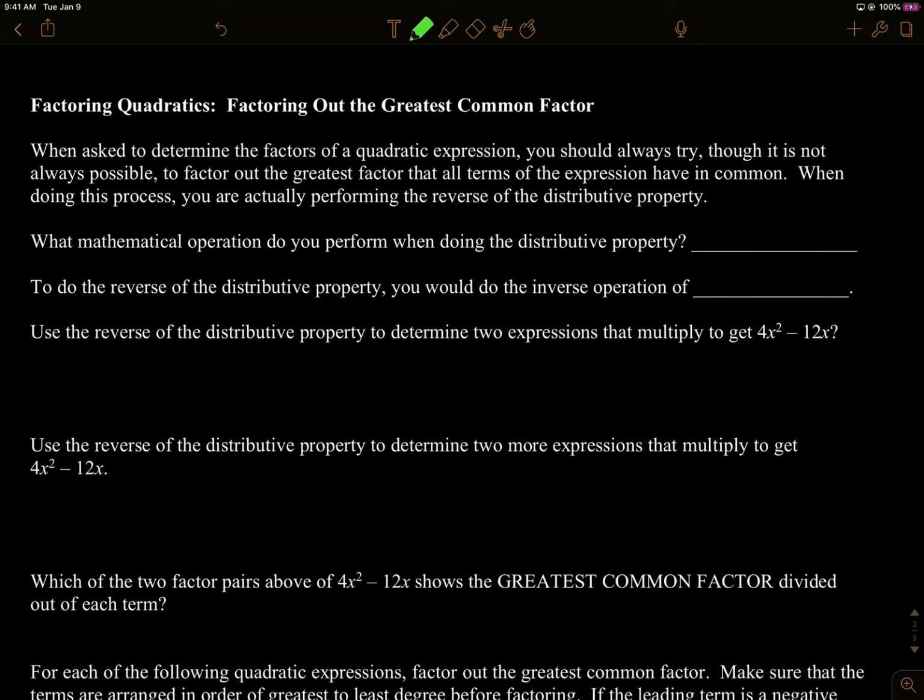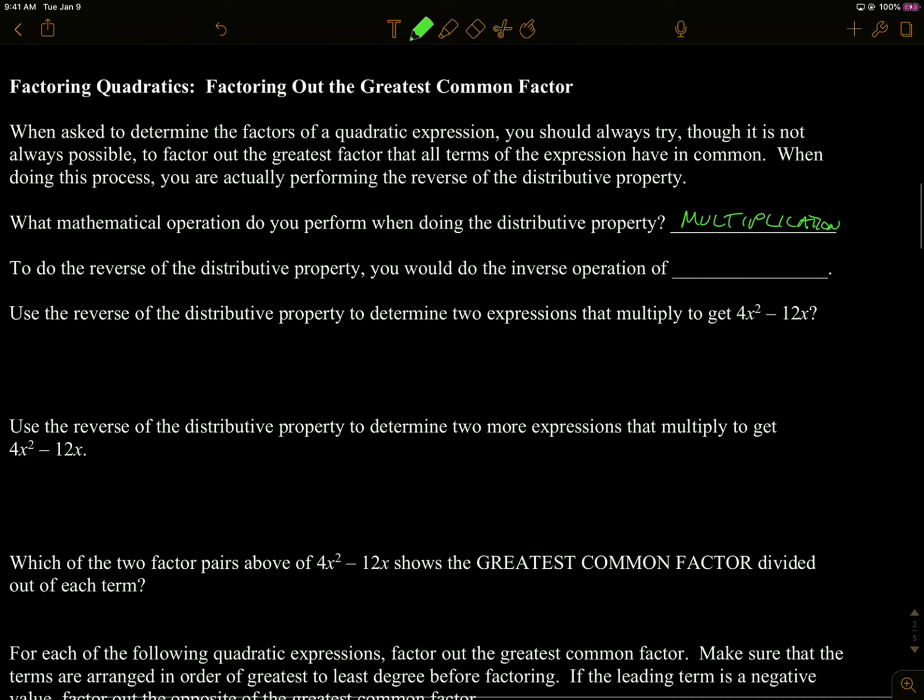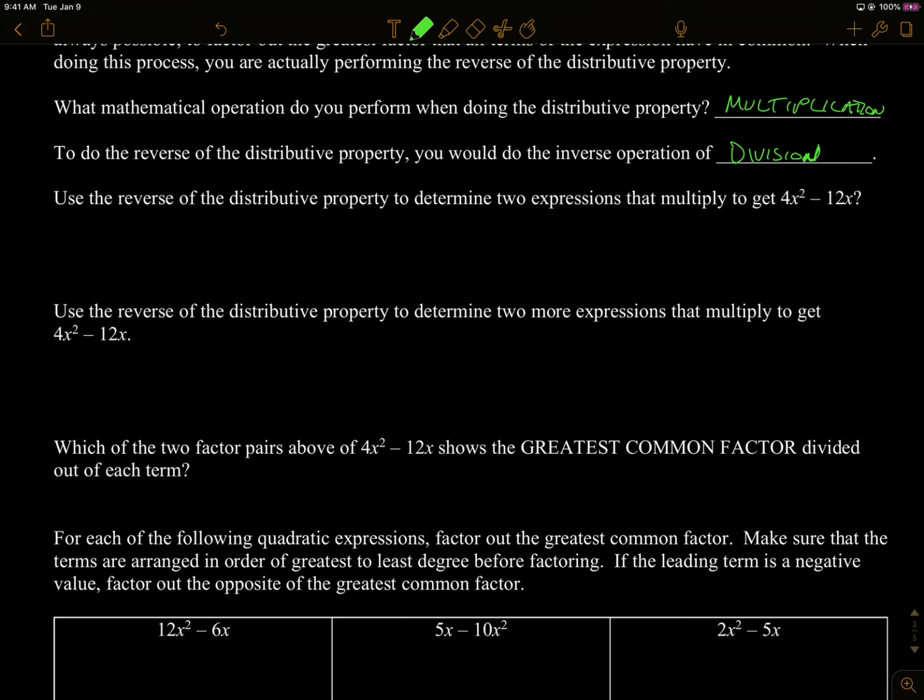Okay, so what mathematical operation do you perform when doing the distributive property? Or you should pause and read it. Okay, so welcome back. What mathematical operation do you perform when doing the distributive property? It's multiplication. To do the reverse of the distributive property, you would do the inverse operation, division, the inverse of multiplication. So when we're trying to figure out what our common factor is, or what the factors are, if we know one, we divide it out and we get the others. So use the reverse of the distributive property to determine two expressions that multiply to give us that.